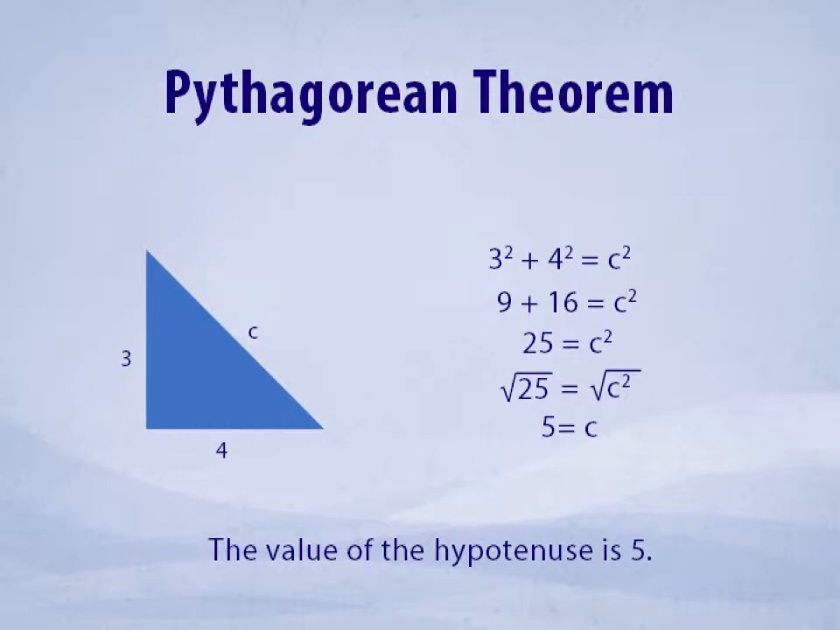But we're looking for the answer for c. To find the answer for c, we take the square root of both sides. The square root of 25 is asking what number times itself is equal to 25. And our answer is 5. So c is equal to 5. This tells us that the value of the hypotenuse is 5. Let's look at some more examples.